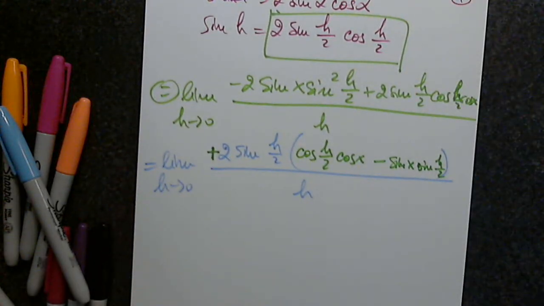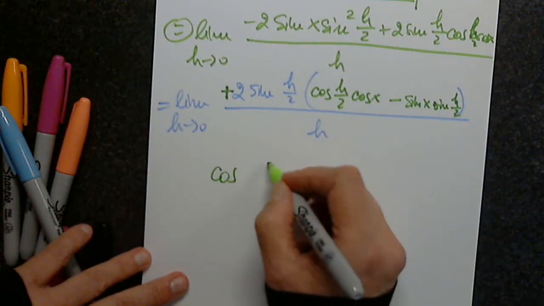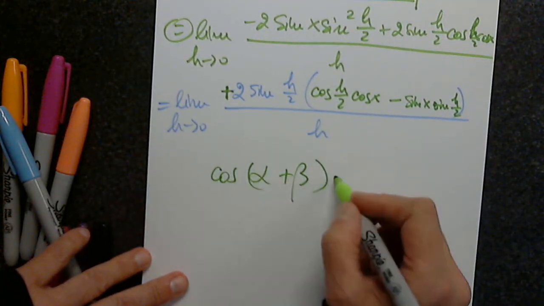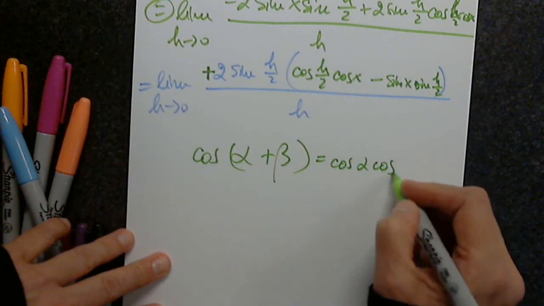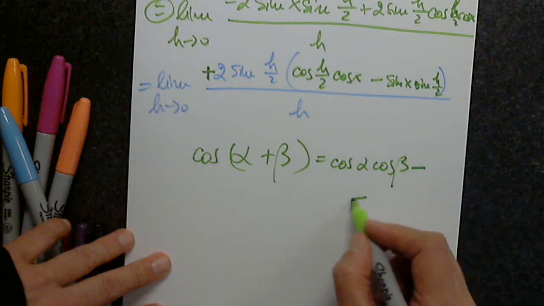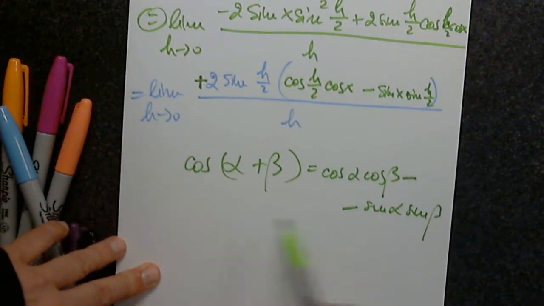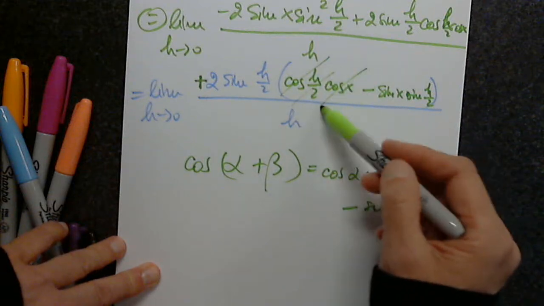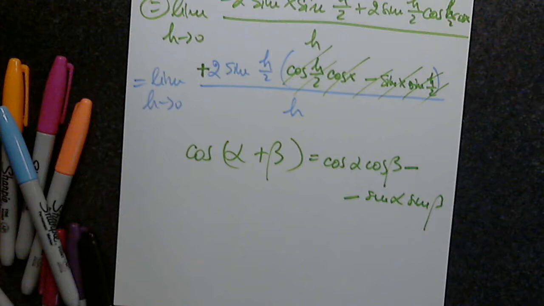Now, last identity. Cosine alpha plus beta is cosine alpha cosine beta, but minus sine alpha sine beta. I'm going to have to use this identity here and replace that by what?